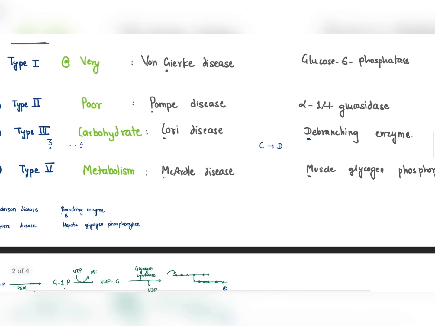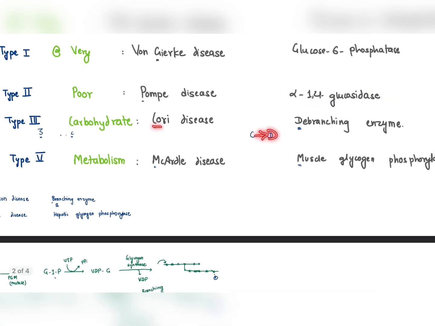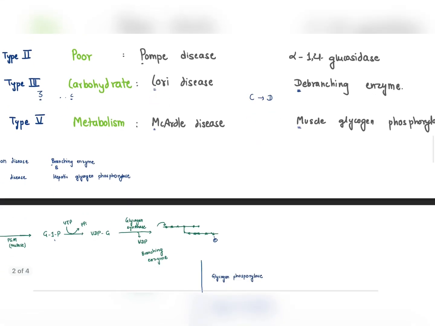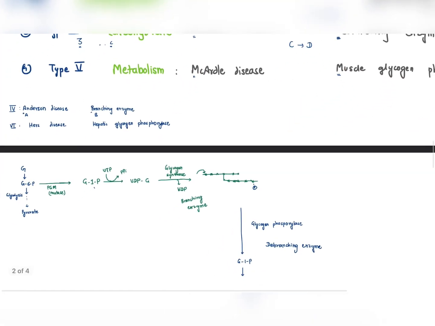Now, how will you remember the enzyme deficiencies? G for Von Gierke disease: from G of Von Gierke, we remember glucose 6 phosphatase is deficient in Von Gierke disease. Now in Pompe disease, the mnemonic is P. Pompe, P-O-M-P. Type 2 and alpha 1,4 has P, right? So alpha 1,4 glucosidase is deficient in Pompe disease. C for Cori's, then D, debranching enzyme, CD, alphabetical order. Now McArdle's disease, M for McArdle's, M for muscle glycogen phosphorylase is deficient.